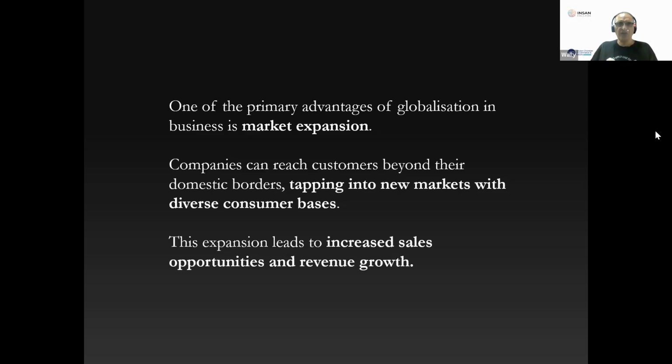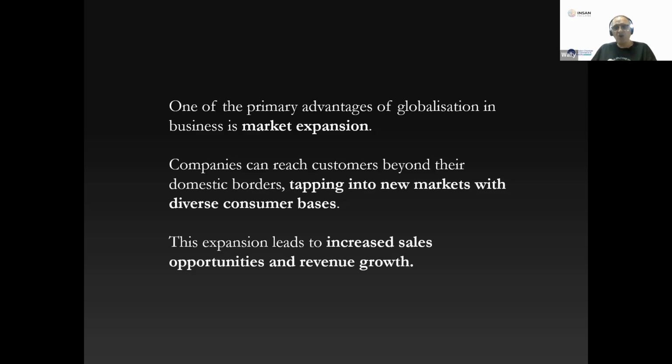As I said, companies can reach customers beyond their domestic borders, tapping into new markets with diverse consumer bases. Globalization means expansion, which leads to increased sales, more opportunities, and higher revenue. What does higher revenue mean? More sales, more profit. That means Lassie will become richer a lot sooner. Instead of working for 50 years to save 100,000, she could only have to work for 2 or 3 or 5 or 6 years to become profitable and rich enough to retire.